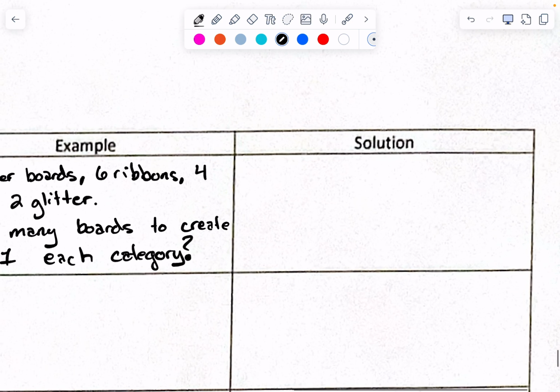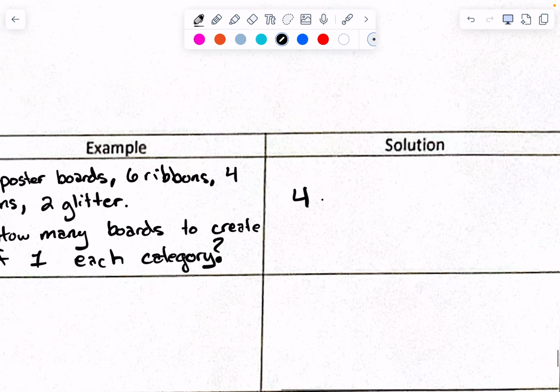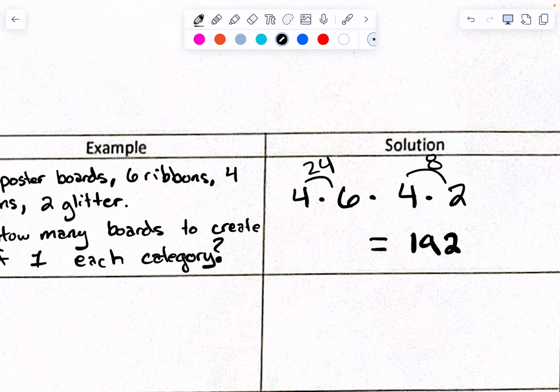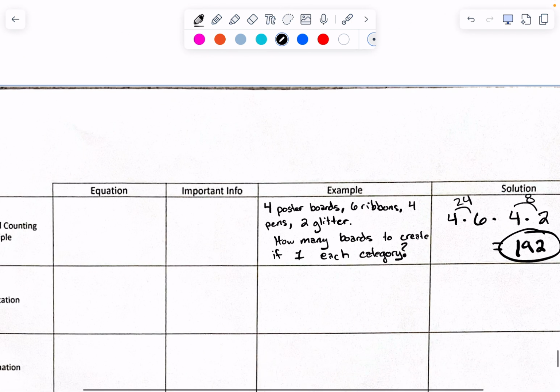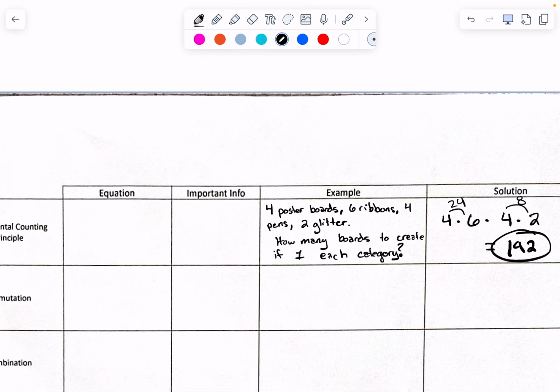I'm going to do the solution. 4 different poster boards, 6 different choices for ribbon, 4 different choices for pen, and 2 different choices for glitter. If I multiply those all together, this is 24 and this is 8. 24 times 8 is 160 plus 32, which is 192. Is that right? Yeah. 192. Awesome. Okay, so what's the equation for that?